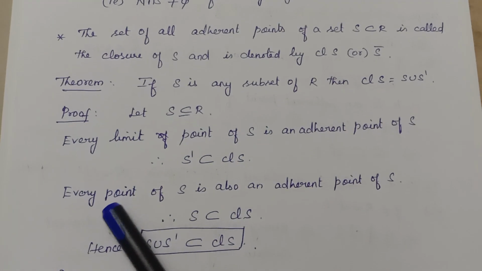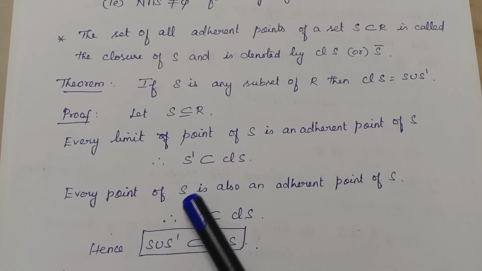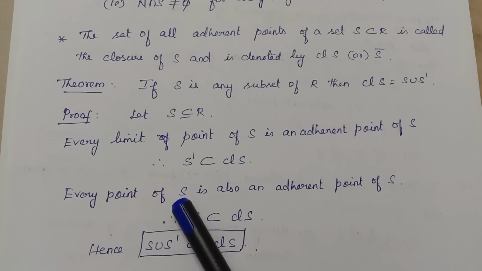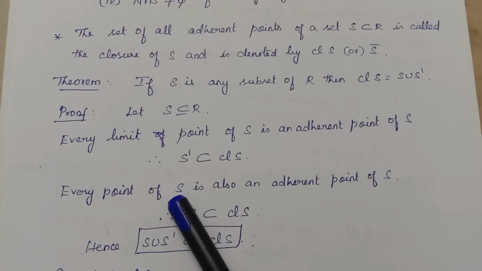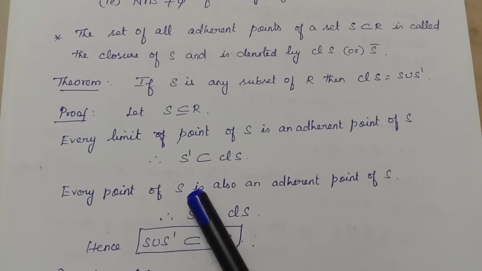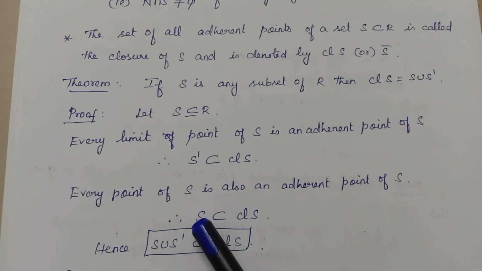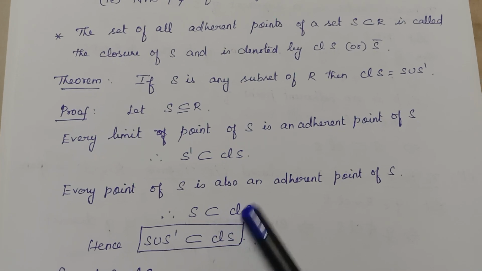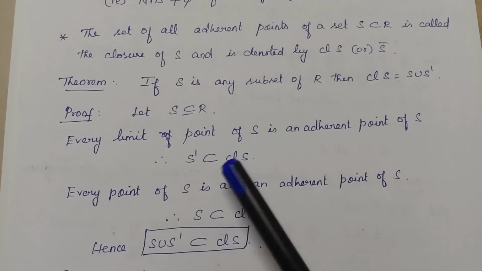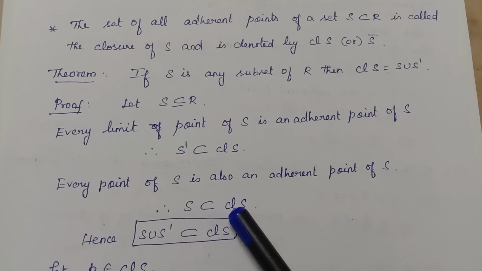Also, you see every point of the set S is also an adherent point, because the point is within the set only. So if you take the intersection of any neighborhood of the point with the set, at least you will get the same point. So every point of the set S is also an adherent point. So S is also contained in closure of S. So two conditions we have. S dash is a subset of closure of S, and S is also a subset of closure of S.